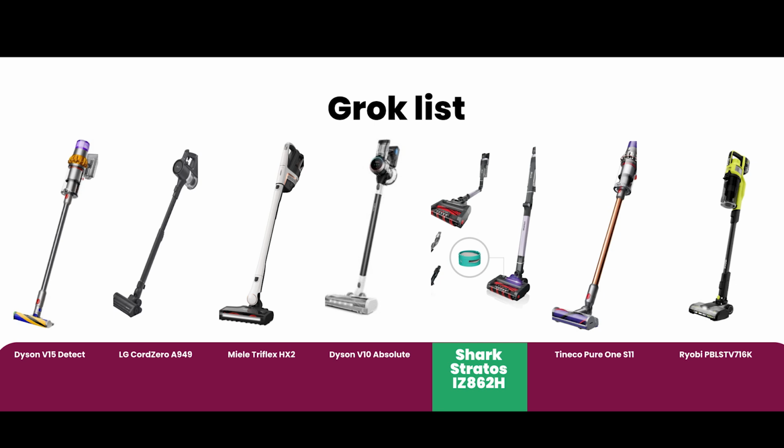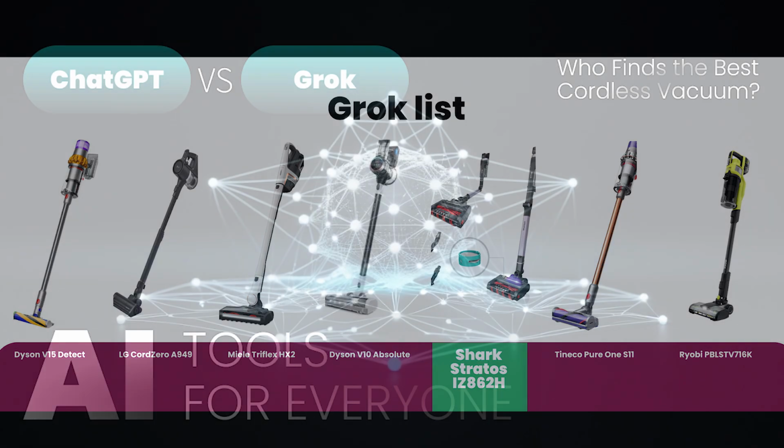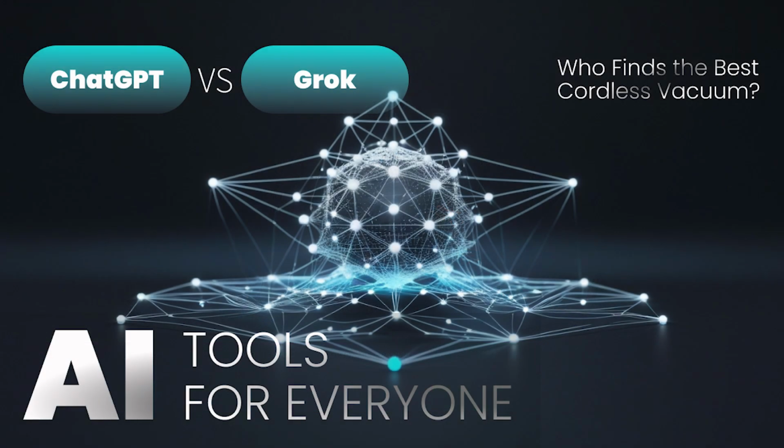As a result, the 2 neural networks provided slightly different data, but they coincided on one model, Shark Stratos IZ862H. The other models didn't match each other, but they belong to the same brands and product lines as ChatGPT's selection. In conclusion, both ChatGPT, Deep Research by OpenAI, and Grok, Deep Search, showed that neural networks can be immensely helpful in providing detailed analyses for everyday questions. In this case, finding a cordless vacuum cleaner. They each have their own approach and can yield slightly different but still valuable results.